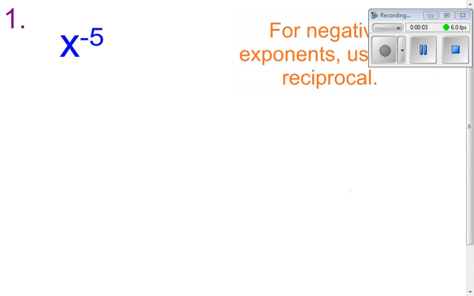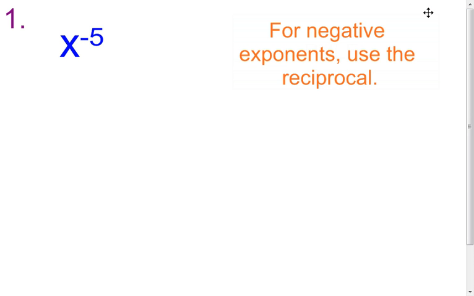In this lesson, we will be looking at monomials that have negative exponents to them. Basically, you need to know that for negative exponents, you use the reciprocal. So if you have an exponent that is negative and it is in the numerator, it needs to go to the denominator. If it's in the denominator and it's negative, it needs to go to the numerator. If it's positive either place, then it can stay where it's at.